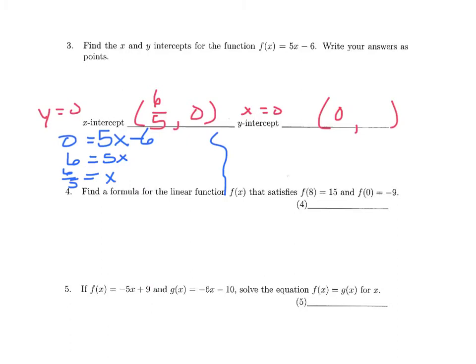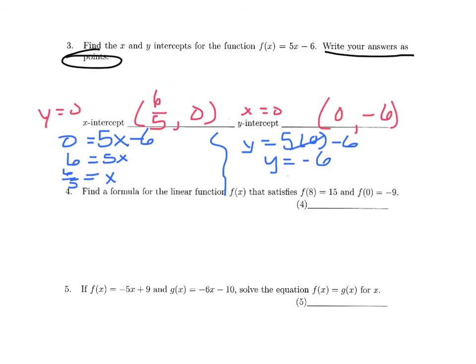For the y-intercept, x is 0, we don't know y, so y equals 5 times 0 minus 6, so y equals negative 6. So that y-intercept is then 0 comma negative 6. Please note, and it's really important, that you're writing your answer as points, so you have got to write these as points, otherwise they will be marked incorrect.